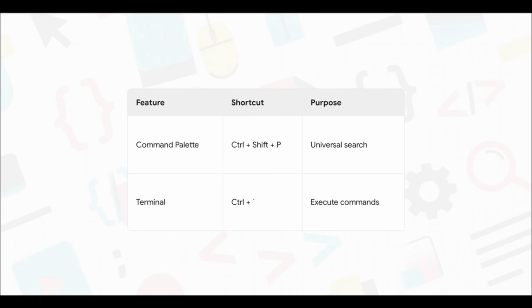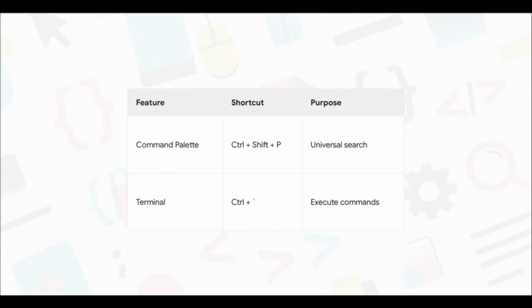First, press Ctrl, Shift, and P all at the same time. That opens the command palette. Think of this as your universal search engine for VS Code. You can type in change theme or install extensions, and it just finds it instantly. No digging through endless menus.